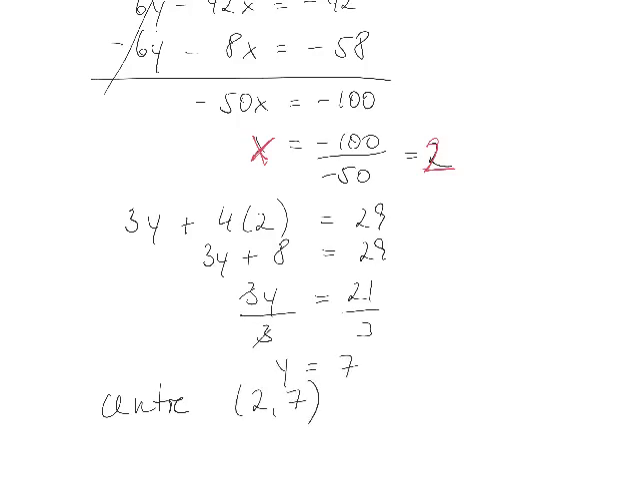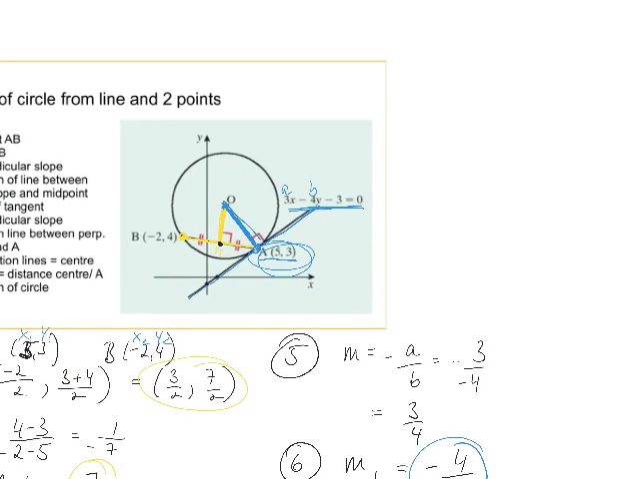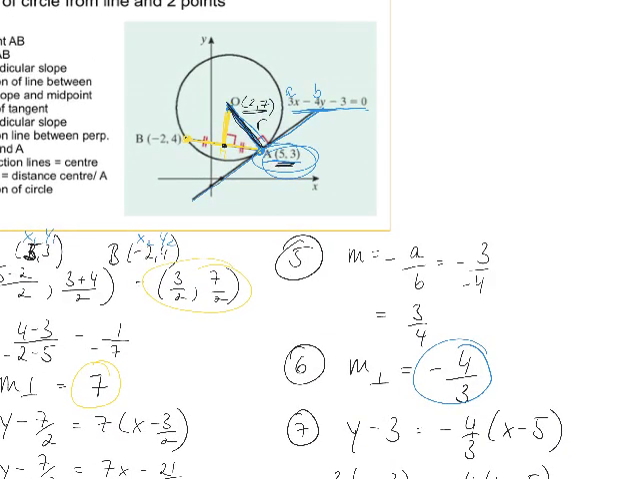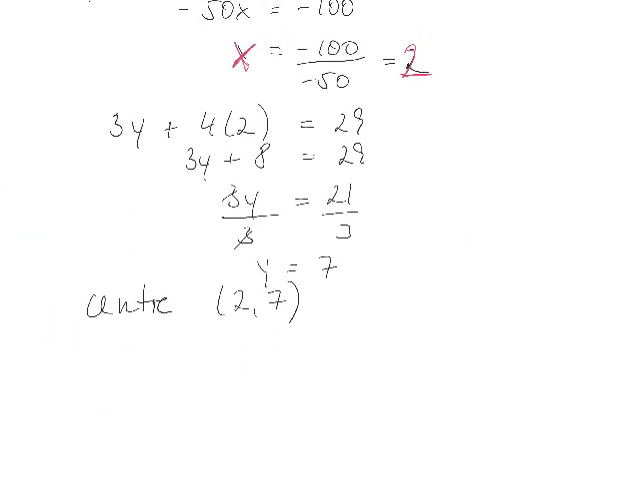Okay, so I have found out that this center is at 2, 7. And now I need to find the radius in order to build the equation of the circle. And all I do is find the distance between 2, 7 and 5, 3. And that gives me the radius. So the center is 2, 7. A is 5, 3. So I find the distance between these 2 points, and that is the radius. x1, y1, x2, y2.